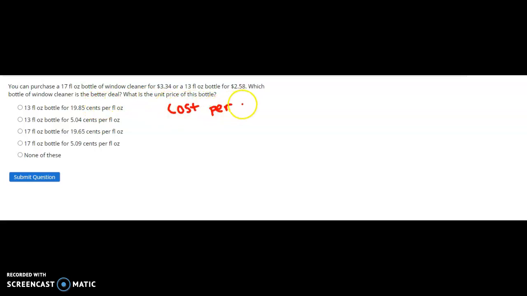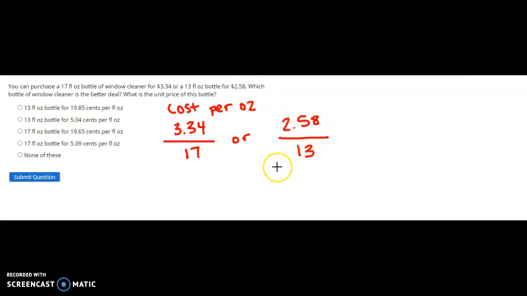So we basically want to find out the cost per ounce, right? And that tells us how we set it up. If we do the cost per ounce, that tells me I'm going to do $3.34 per, so that cost per 17 ounces. Or I'll have $2.58 per 13 ounces.